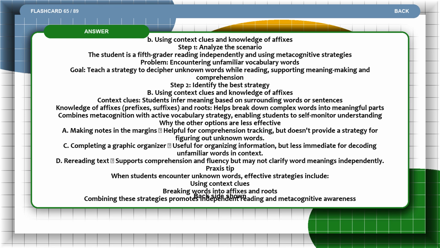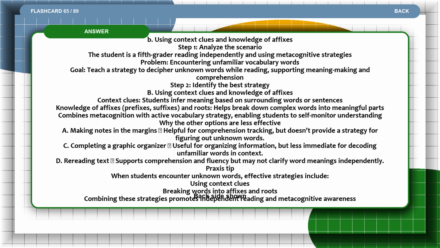Step 1. Analyze the scenario. The student is a fifth grader reading independently and using metacognitive strategies. Problem: encountering unfamiliar vocabulary words. Goal: teach a strategy to decipher unknown words while reading, supporting meaning making and comprehension. Step 2. Identify the best strategy. B. Using context clues and knowledge of affixes.